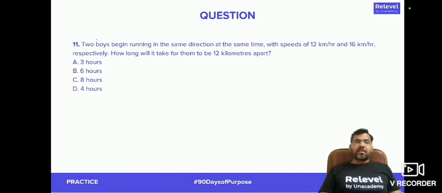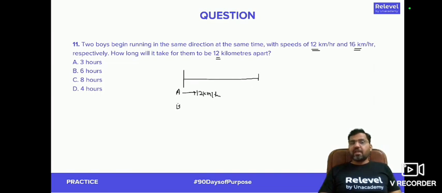Question number 11 here. Two boys began running in the same direction at the same time with a speed of 12 km per hour and 16 km per hour respectively. How long will it take for them to be 12 km apart? So you see that two boys are running on this, right? Both are running in the same direction. Person A, let's say, is traveling at a speed of 12. Person B is traveling at a speed of 16 km per hour.